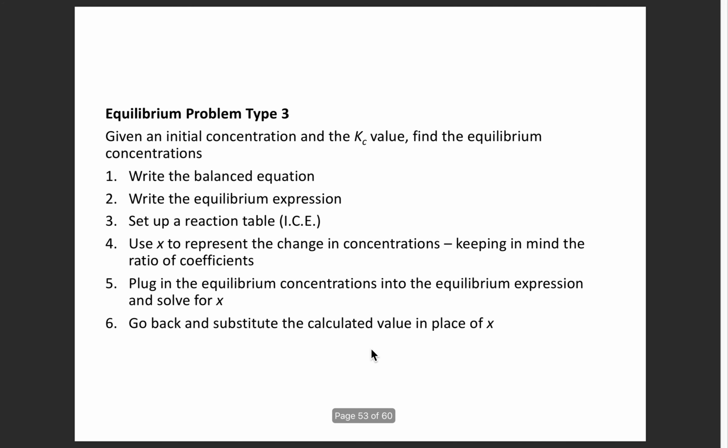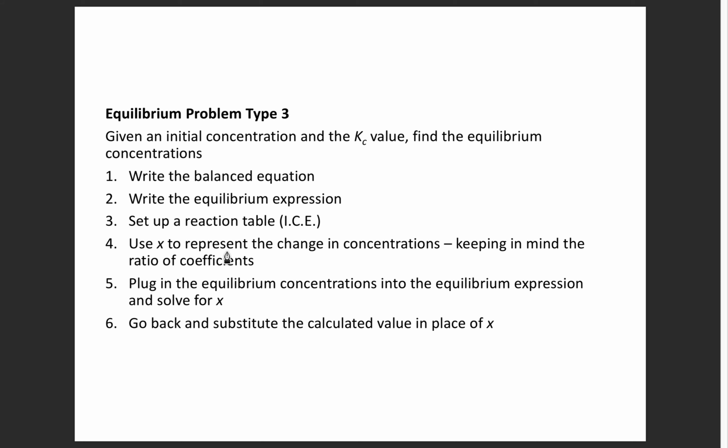All right. Type 3, problem type 3. If you're given an initial concentration and the Kc value, find the equilibrium concentrations. Okay, so in this particular case, same first two steps: write the balanced equation, write the equilibrium expression, even part 3, set up a reaction table. Now, this is where things change a little bit.